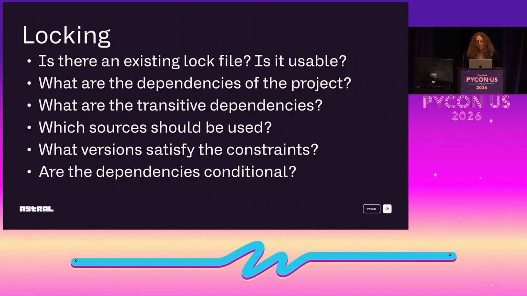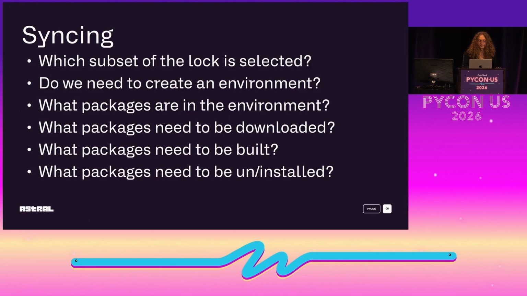Locking is the process of determining the packages that are needed and recording that information in a lock file for subsequent use. Here we have questions like, is there an existing lock file? What are the dependencies of the project? What are the transitive dependencies of those dependencies? What sources should be used? What versions satisfy the constraints? And are the dependencies conditional on things like Python version or platform?